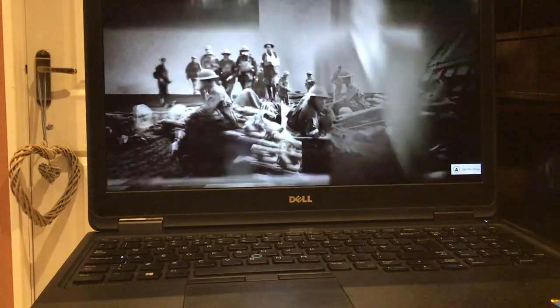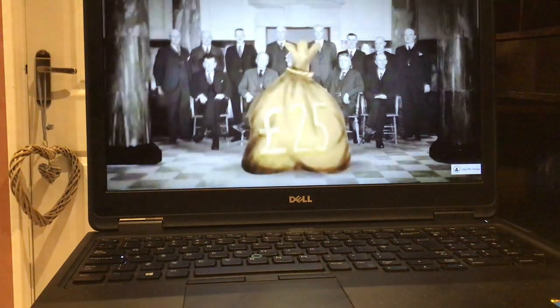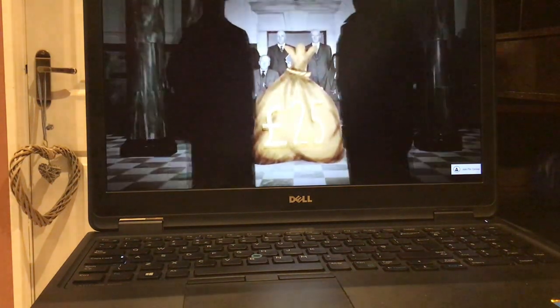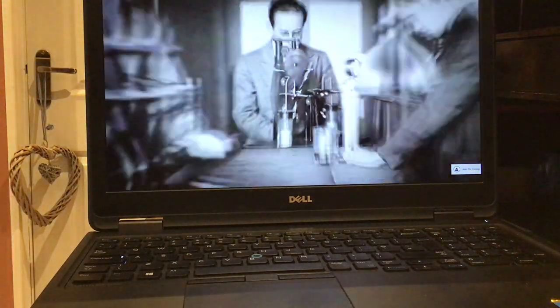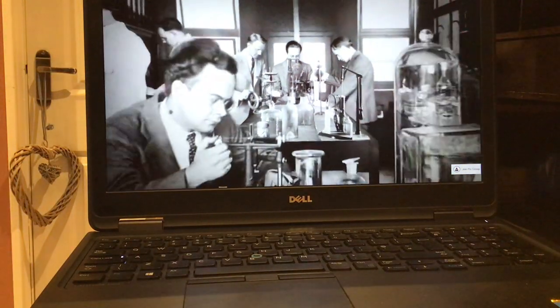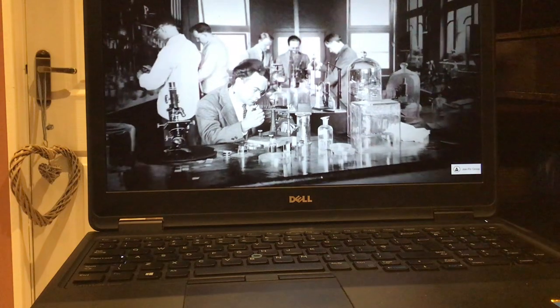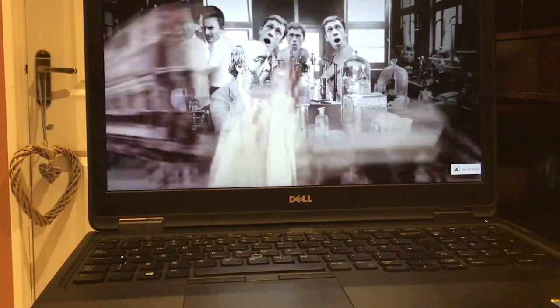They applied for funding from the hard-up wartime government, who gave them a whopping £25. Ooh, don't spend it all at once, guys. But Florey and Chain made do, and quickly set up a mould-growing lab to test infected mice, and eventually humans.